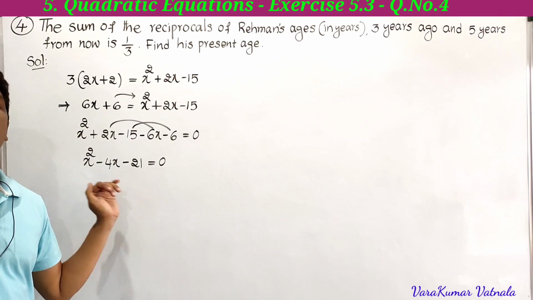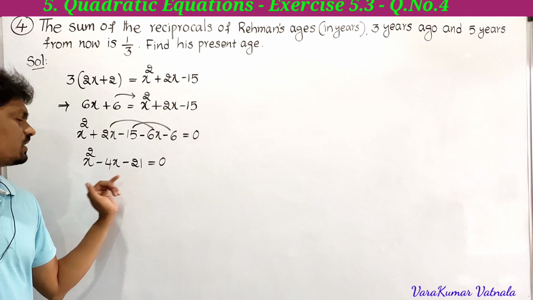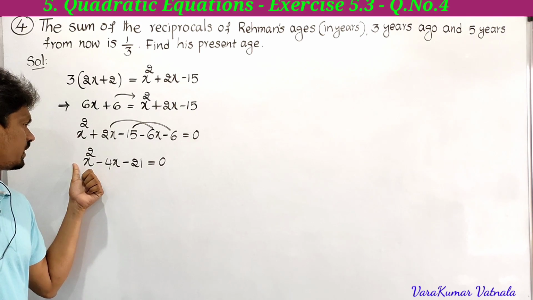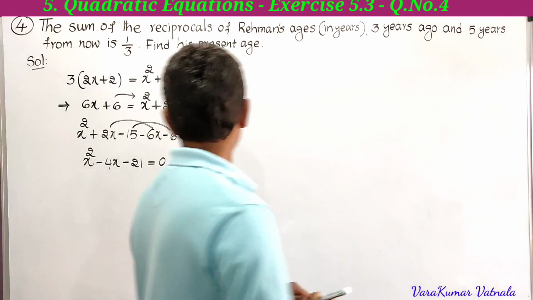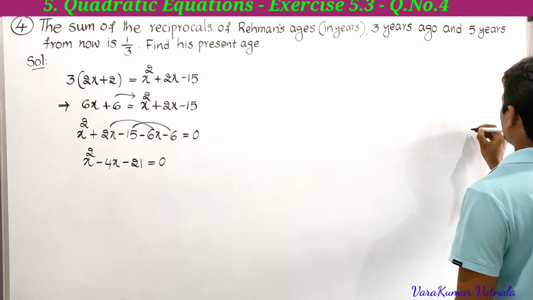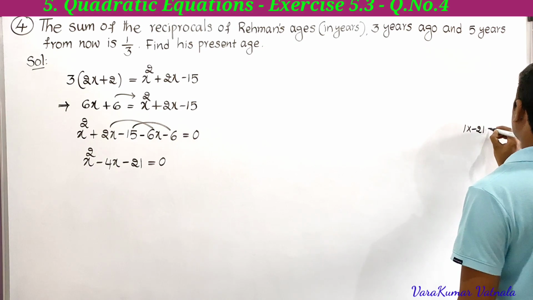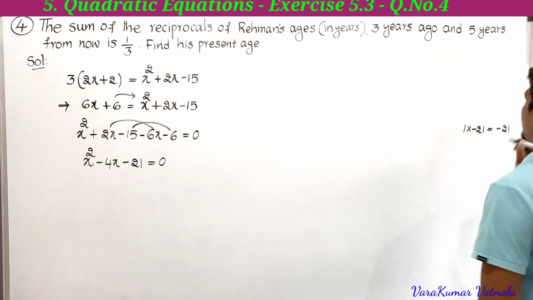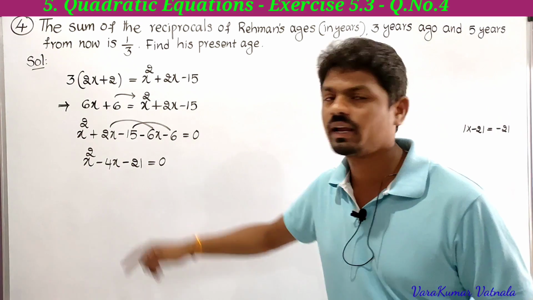X is nothing but the age of Rahman. So here we can find using the factorization method. Here the coefficient of x square is 1 and the constant is minus 21. See here how we can find: multiply the coefficient of x square with the constant, 1 into minus 21 is equal to minus 21. Now we have to select two factors for minus 21. Here the condition is their product should be minus 21 and their sum should be minus 4.